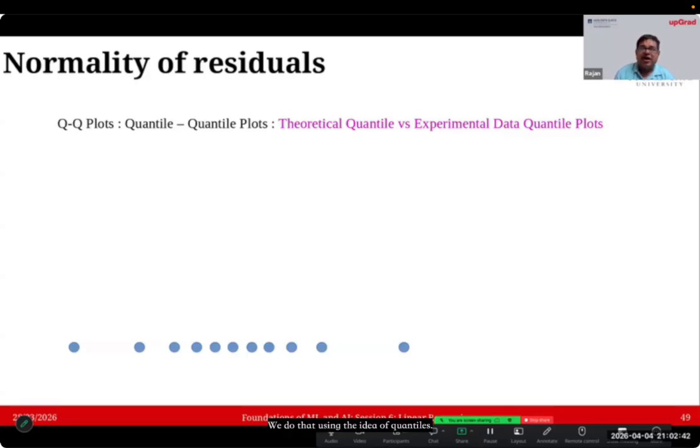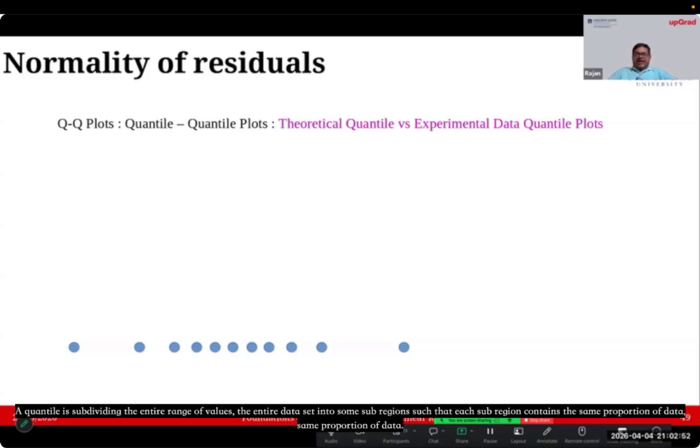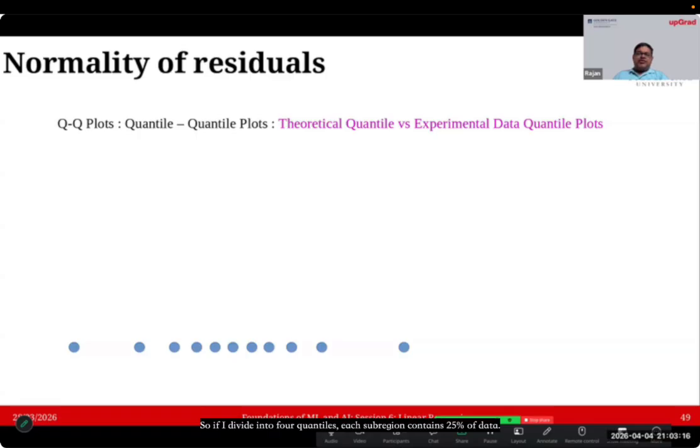We do that using the idea of quantiles. Remember, we studied quantiles, so let's understand what this is once again. A quantile is subdividing the entire range of values, the entire data set, into subregions such that each subregion contains the same proportion of data. If I divide into 4 quantiles, each subregion contains 25% of data. The range could be different, but each subrange contains the same proportion of data.